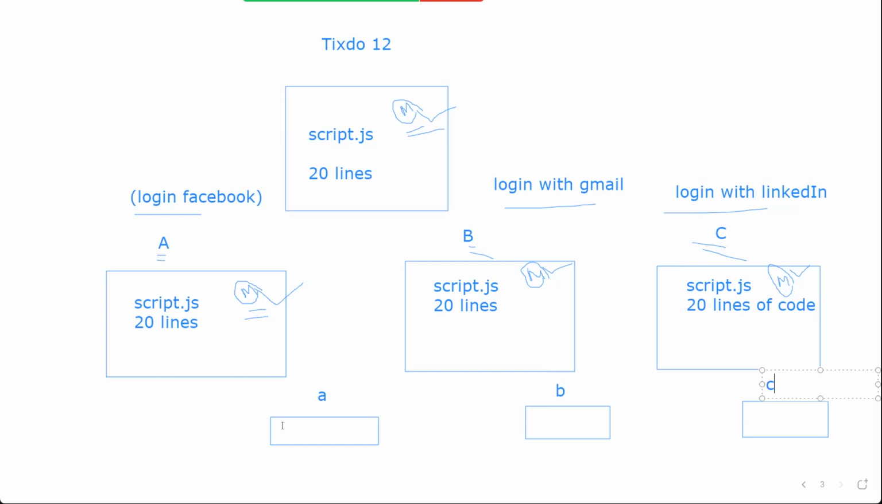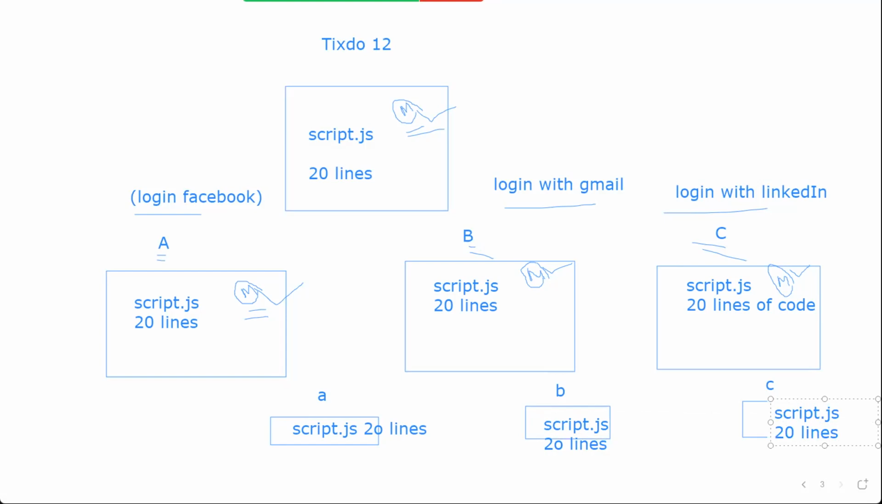So anyways, here will be script.js and 20 lines, because we just created a branch from the main branch and were updated with the main branch. When you create a branch, by default, the same number of lines of code will be there. So here is script.js, again 20 lines. Then script.js again, again 20 lines.